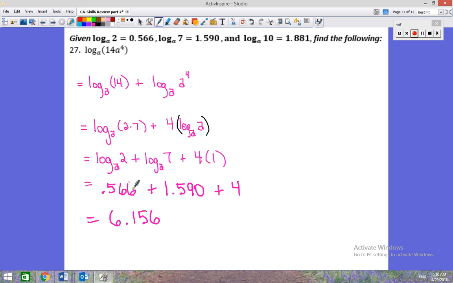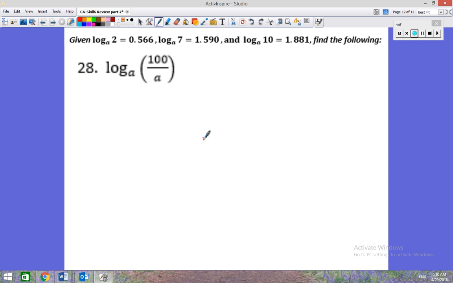All right, I kept my calculator fixed to 3 decimals because all of these values that were given were at 3 decimals. Okay, same directions, different problem here, same idea. We have the log of a quotient. Well, this single log can be written as 2 logs because I can write it as log of the numerator minus the log of the denominator.